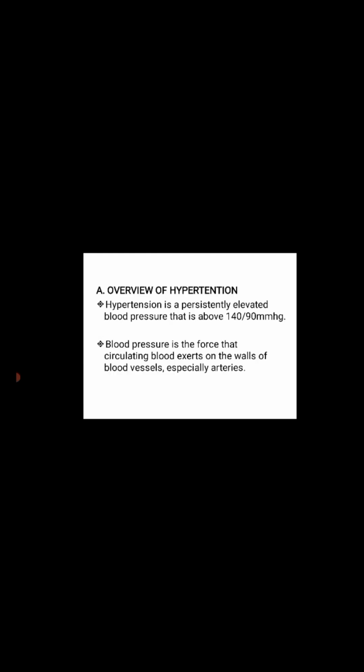So to begin with, hypertension is a persistently elevated blood pressure that is above 140 out of 90 millimeters of mercury. Whereas blood pressure is the force that circulating blood exerts on the walls of blood vessels, especially the arteries. Blood pressure is always written as a fraction. We have the numerator, which is the systolic blood pressure, and the denominator, the diastolic blood pressure. Systolic blood pressure is the pressure exerted on the walls of arteries when the heart is pumping out blood. Diastolic blood pressure is the pressure exerted on the walls of arteries when the heart is relaxing.